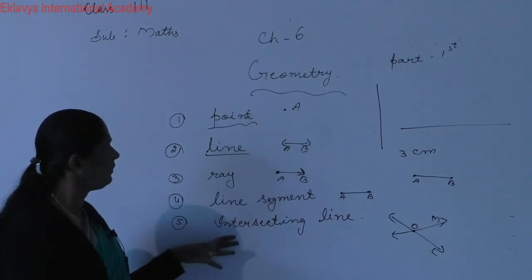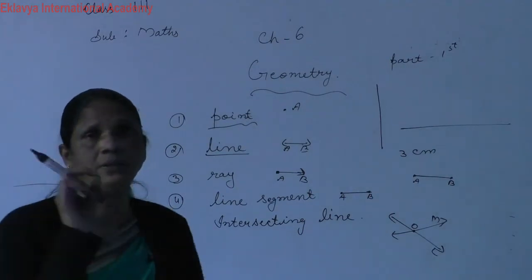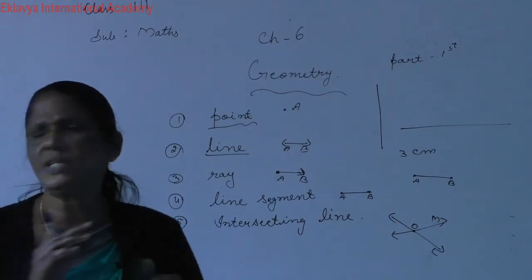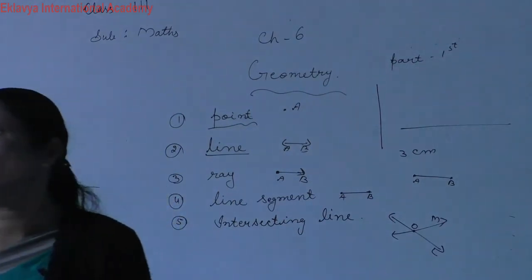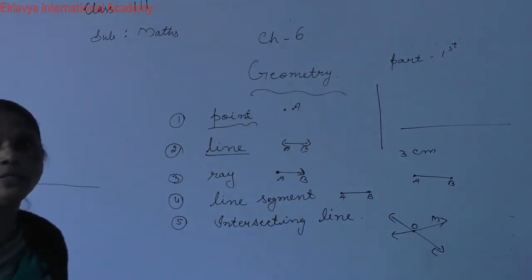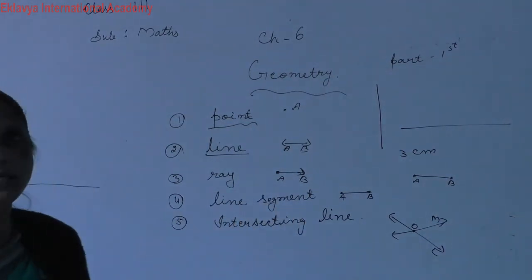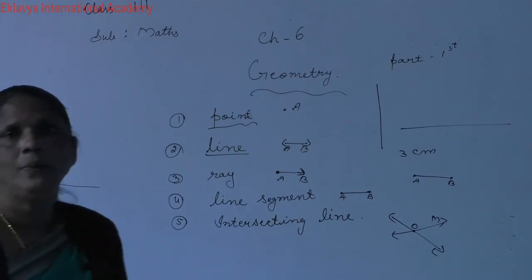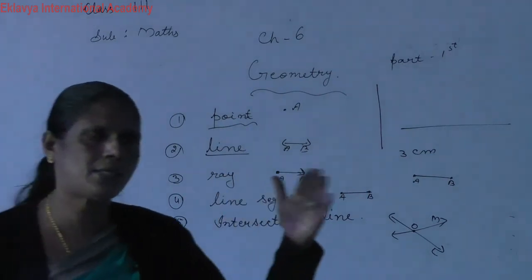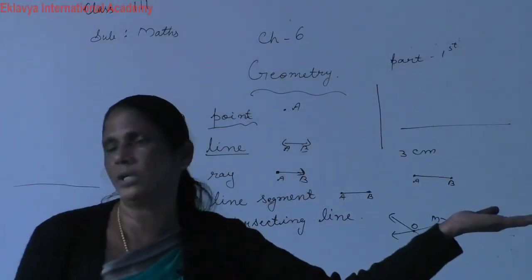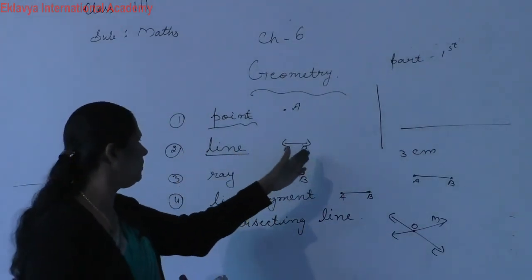Then again, repeat. What is a point? A point is a thick dot. It has no length, no thickness. We represent a point in capital letters. Then line. A line has no end point. It extends in both directions. The symbol of the line is line AB.